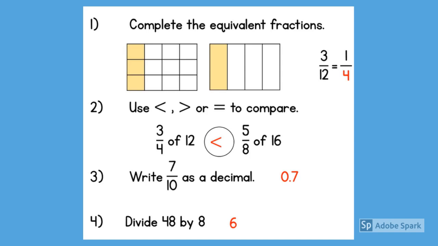For question number 1, 3/12 was equivalent to 1/4. For question number 2, 3/4 of 12 is 9 and 5/8 of 16 is 10. Therefore 3/4 of 12 is less than 5/8 of 16. We write 7/10 as 0.7 and 48 divided by 8 equals 6.